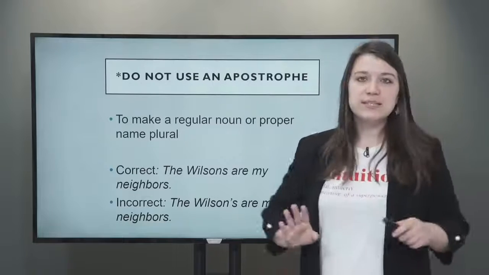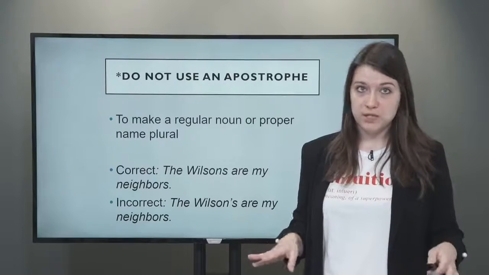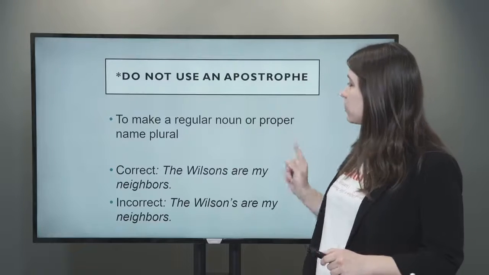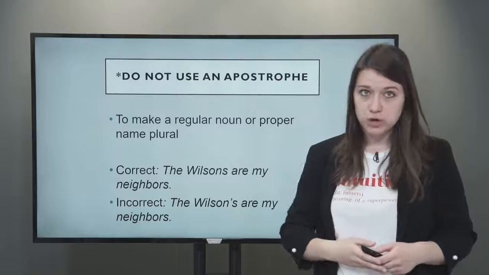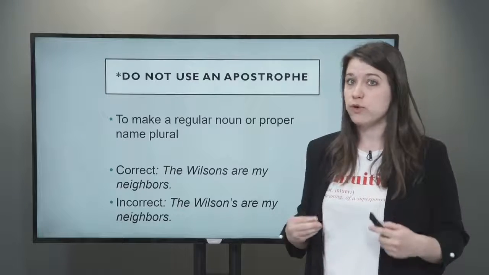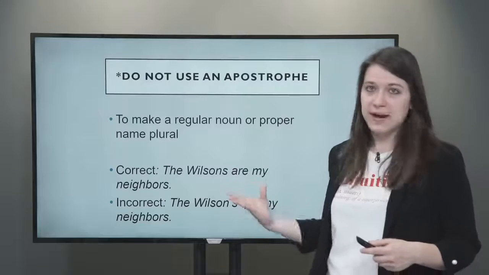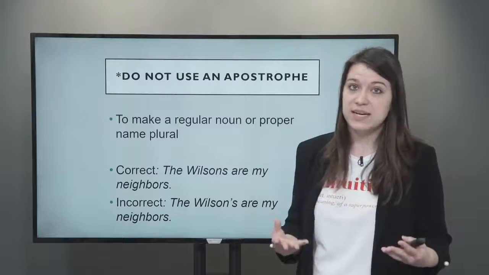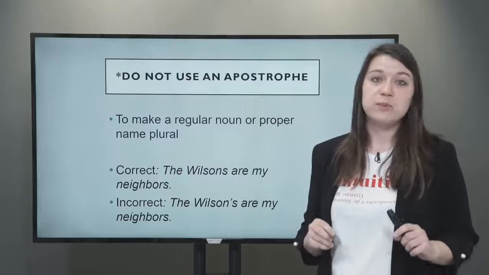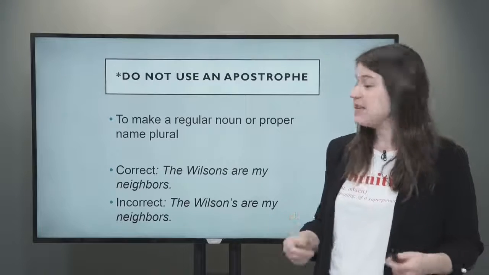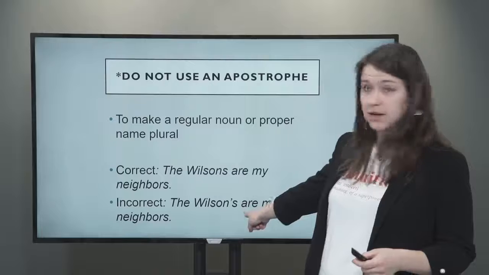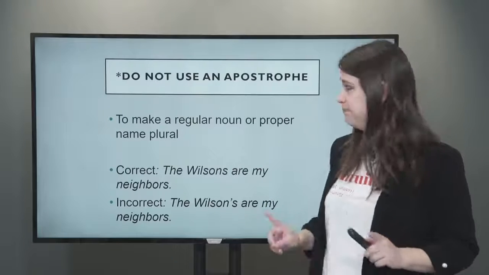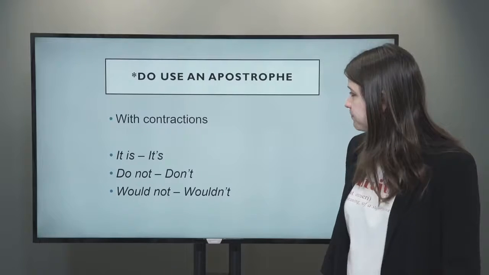Okay, let's look at some situations where we do not use an apostrophe. For example, to make a regular noun or a proper name plural, we do not use an apostrophe. For example, the Wilsons are my neighbors. This is the family name. The family name is Wilson, but here we do not add an apostrophe. We simply add an S. The Wilsons are my neighbors, not an apostrophe S, okay? Many people make this mistake, but keep in mind, it's not necessary to use an apostrophe.